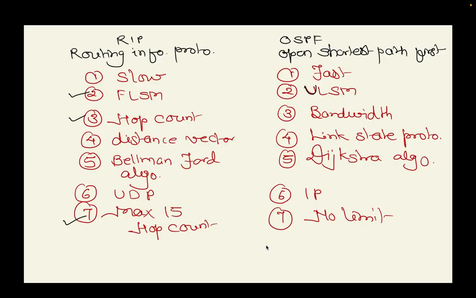RIP is based on the distance vector, while OSPF is a link state protocol. RIP is based on UDP, the User Datagram Protocol, while OSPF runs on IP, the Internet Protocol. Internally RIP runs the Bellman-Ford algorithm, while OSPF runs the Dijkstra algorithm. RIP is very slow to converge, while OSPF is very fast to see the reflections. These are the basic differences between RIP and OSPF.